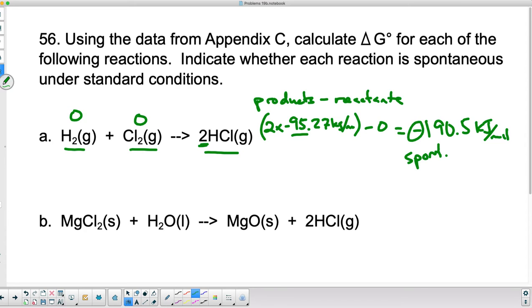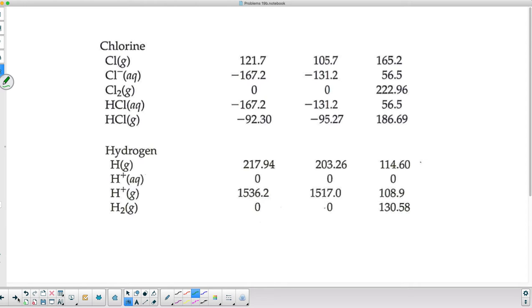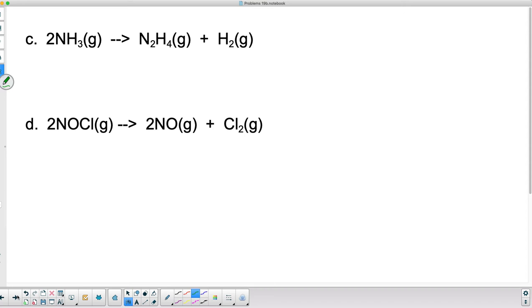I'm going to give you a chance to do part B on your own. I have this here just to make sure that we're all clear: here is the delta G for hydrogen and the delta G for hydrogen chloride. Those are the numbers that I'm using to find this. Remember, products minus reactants. All right, let's continue on. I'll do one more example of that. Let's take a look at letter C.